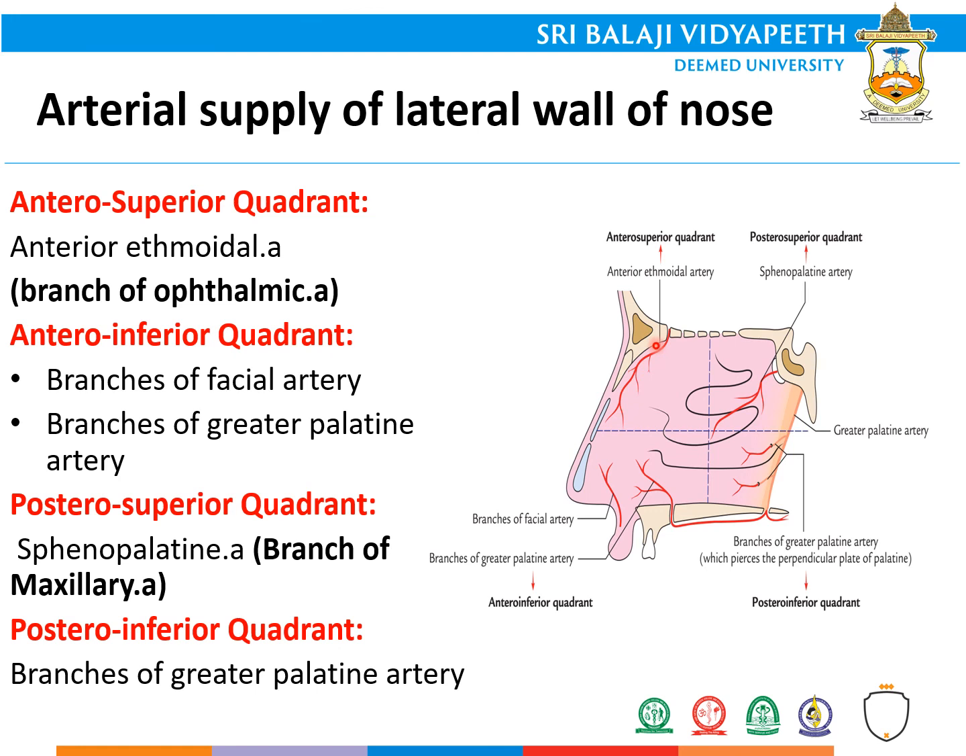The antero-superior quadrant is supplied by the anterior ethmoidal artery, which is a branch of the ophthalmic artery. The antero-inferior quadrant is supplied by branches of the facial artery as well as branches of the greater palatine artery. The postero-superior quadrant is supplied by the sphenopalatine artery, which is a branch of the maxillary artery. And the postero-inferior quadrant is supplied by the branches of the greater palatine artery.